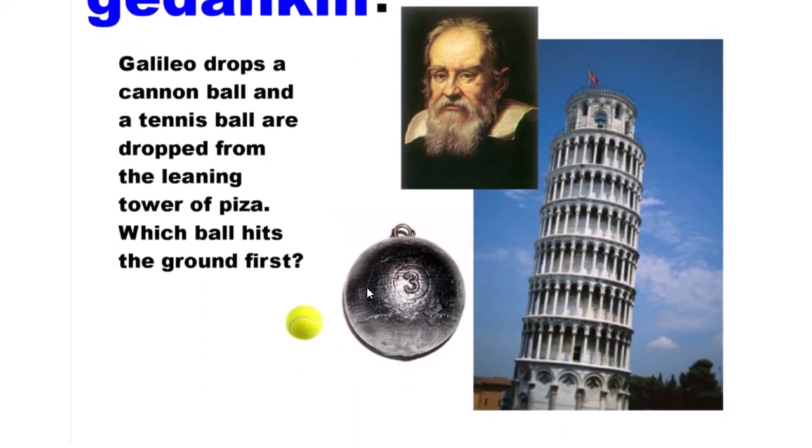So let's consider a scenario. Galileo climbs up to the Leaning Tower of Pisa, although back in Galileo's day it wasn't a leaning tower, they just called it the Tower of Pisa. He takes a cannonball and a tennis ball and drops them both off. Which ball is going to hit the ground first? Now you'd expect that it would be the cannonball, right? Because it's heavier. And that's what people expected too in Galileo's day. But when he actually climbed to the top and dropped them off, he found that balls of different size actually hit the ground at the same time.